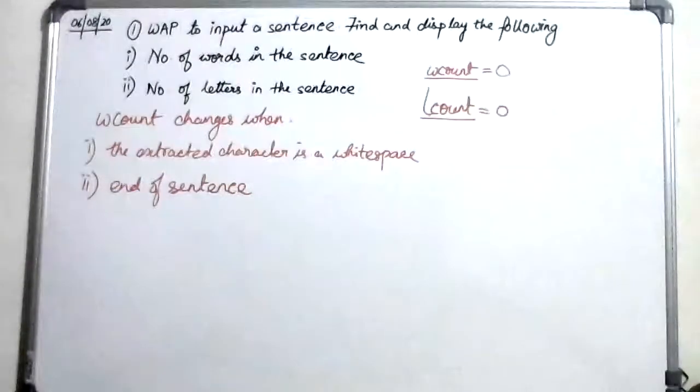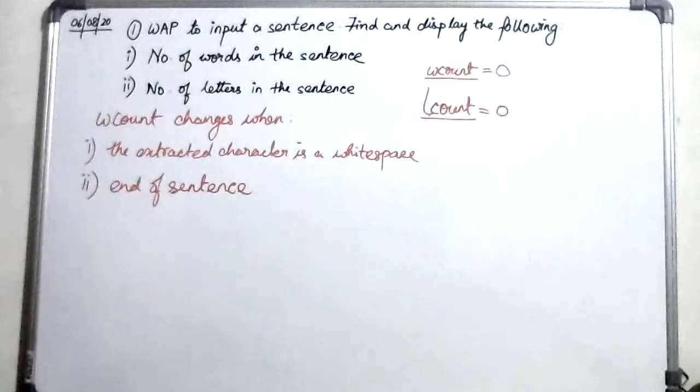Okay. So at the end, we will have to increase W count by 1, although we do not find a white space at the end of the sentence, because we have finished the sentence and the last word is left uncounted. So there are two scenarios where W count is incremented by 1. The first scenario is where we find the extracted character to be a white space, and the second case is when we have reached the end of the sentence.